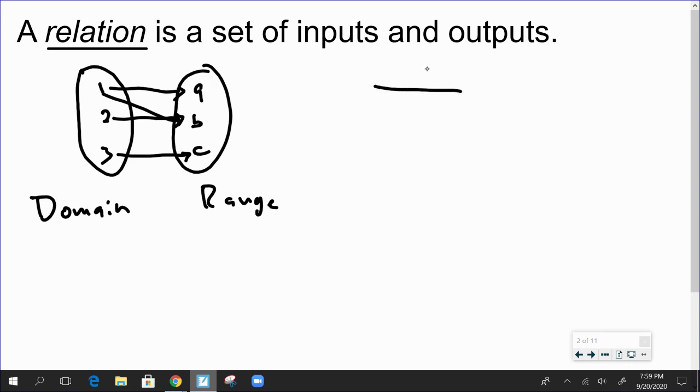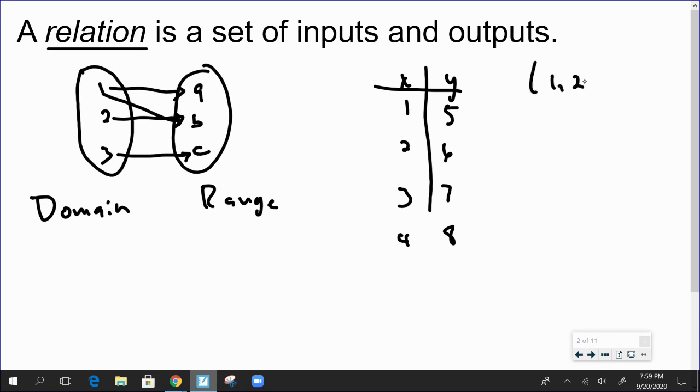Another way you can see this is just a simple XY table. 1, 2, 3, 4, 5, 6, 7, 8. Again, the domain will be the X and the range will be the Y. And then the last way that you'll see this is as an ordered pair. Okay, so those are three different ways that you'll see this.